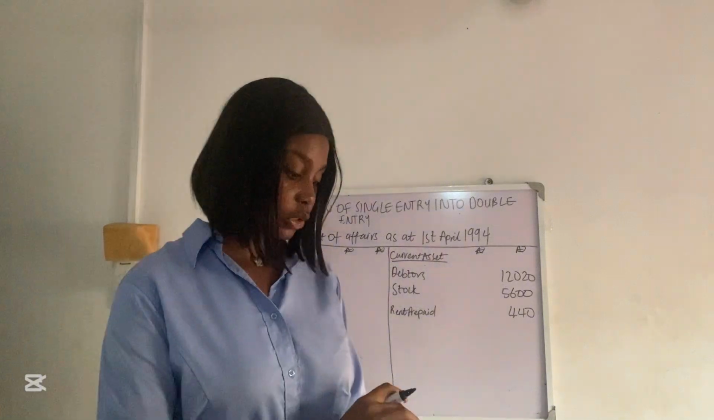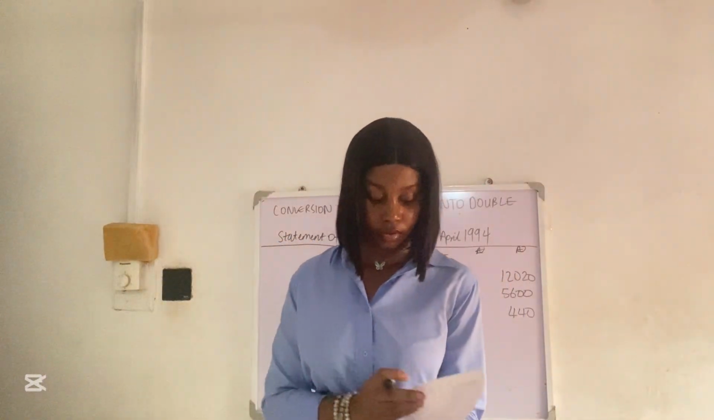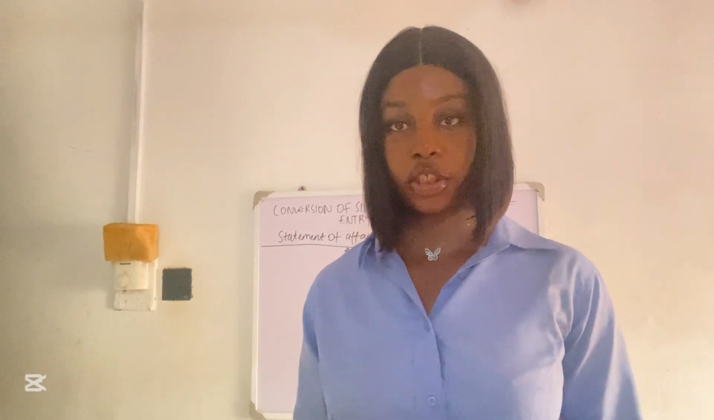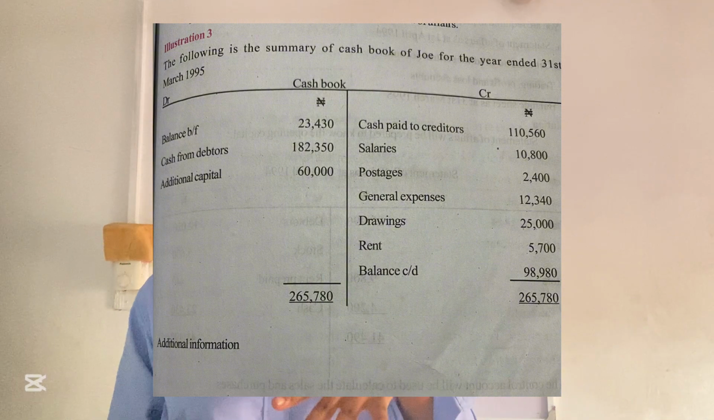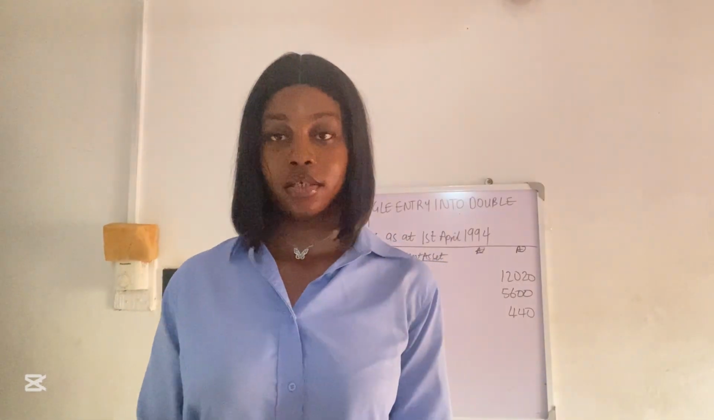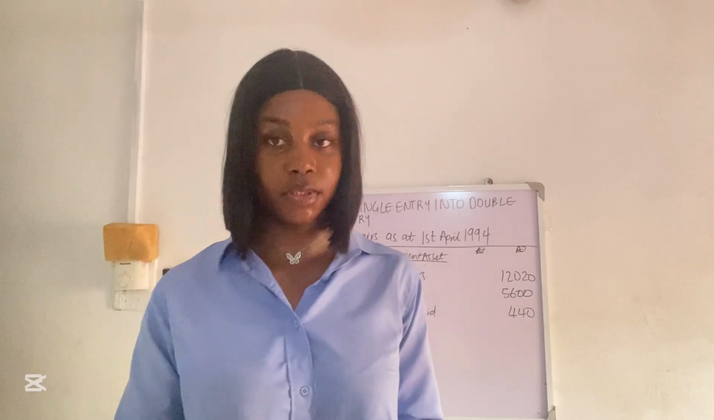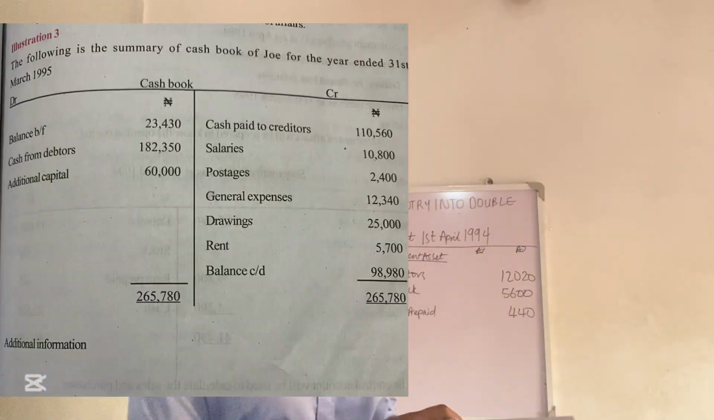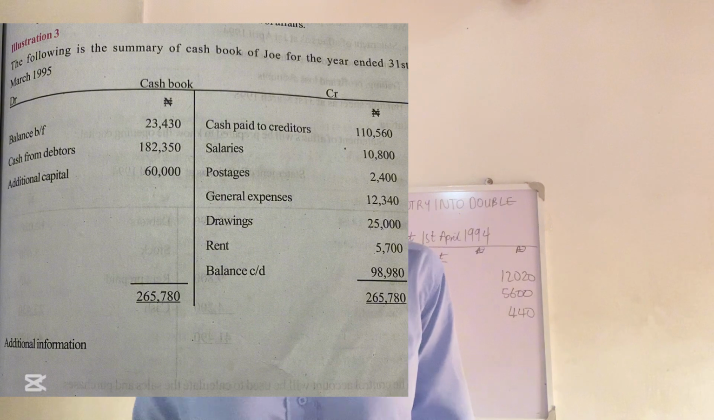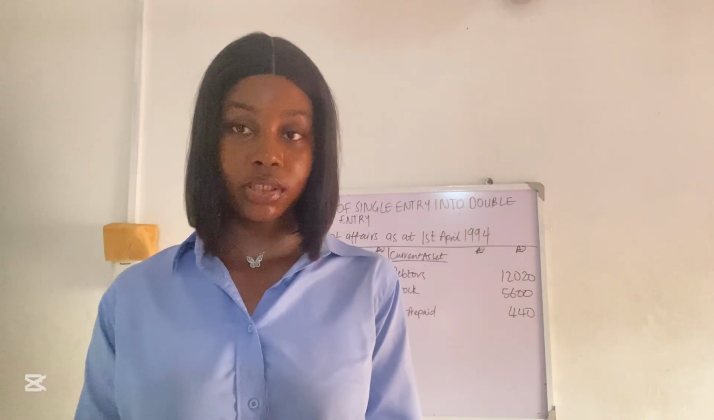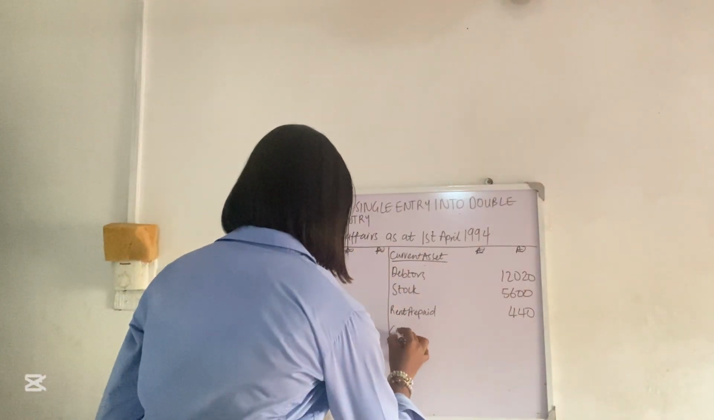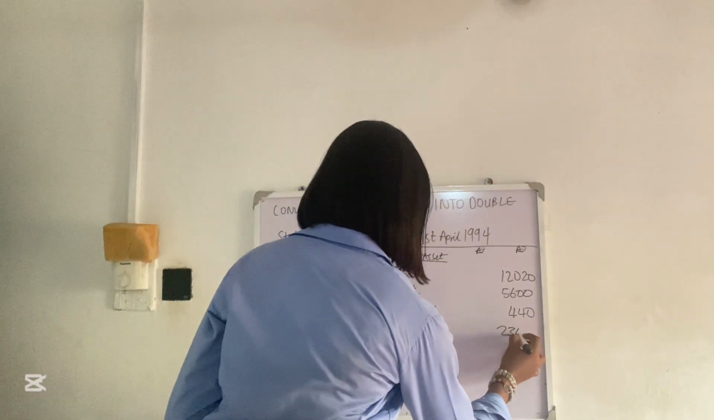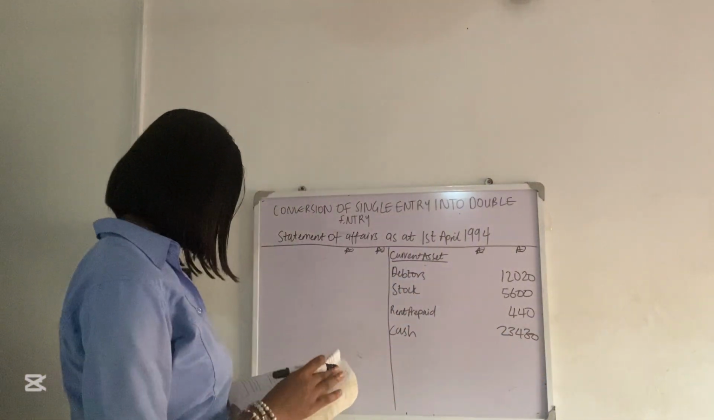Then remember, we shouldn't forget something. Our cash. We have cash at the beginning. Our opening balance of cash. If in the cash book you see cash in the cash book, that balance brought forward is cash, and you know cash is a current asset. So we have cash at the beginning and we have cash at close. The cash at close is the balance carried down of 8,980, while our opening cash balance is 23,430. So we are going to write 23,430 cash. I think that's all for this side.